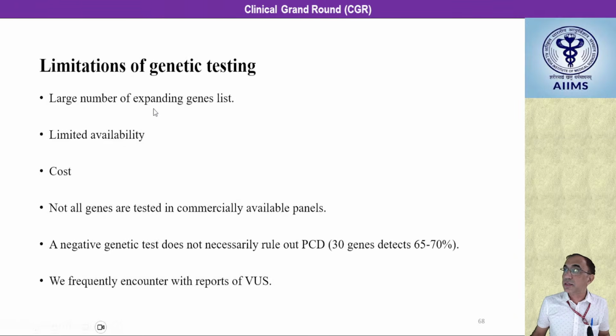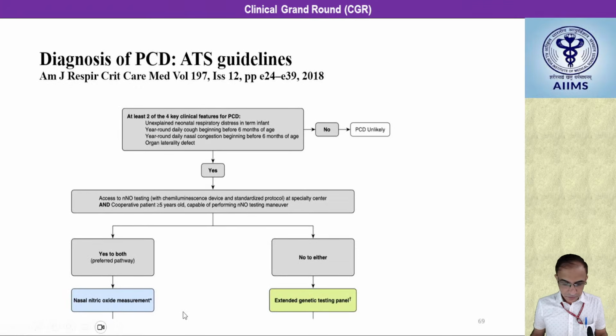Limitations of genetic testing: with time there is an increased list of genes, limited availability, and the cost. Not all genes are tested in the commercially available panels. In one study, when 30 genes were available, this 30-gene panel revealed only 65 to 70%. As we have already seen, we frequently encounter reports of VUS, variant of unknown significance, in whole genome sequencing.